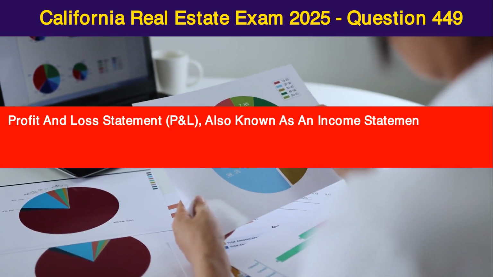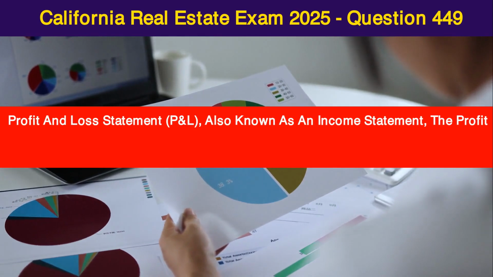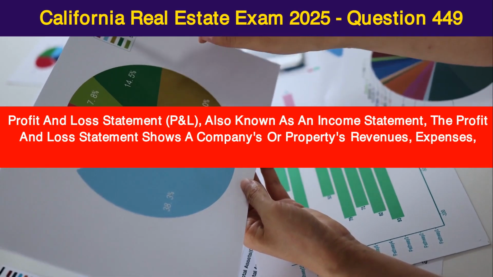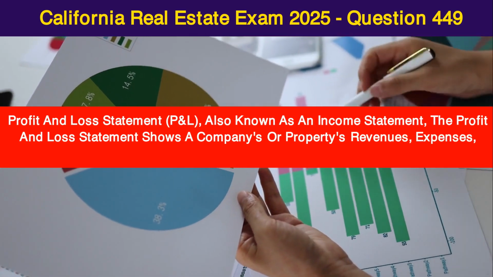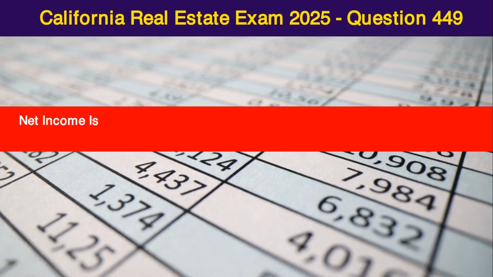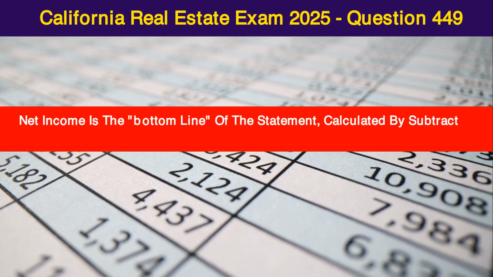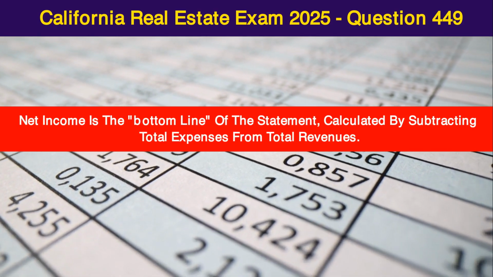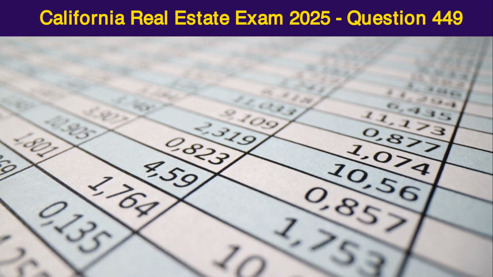Profit and loss statement, P&L, also known as an income statement. The profit and loss statement shows a company's or property's revenues, expenses, and net income, or loss, over a specific period. Net income is the bottom line of the statement, calculated by subtracting total expenses from total revenues.